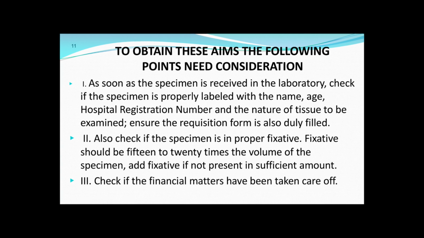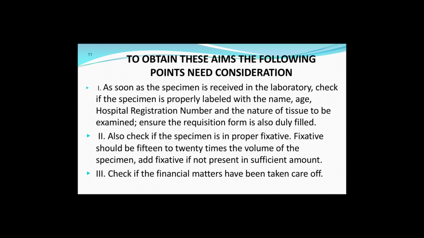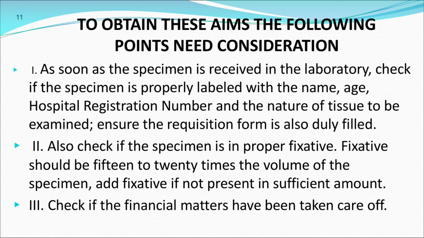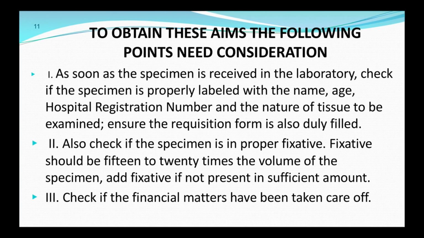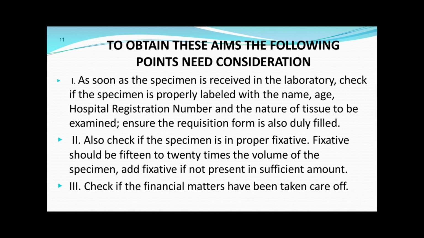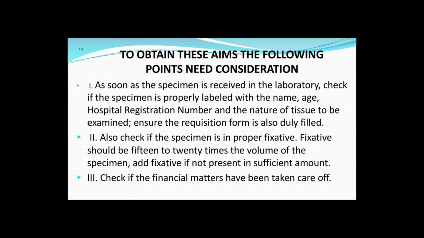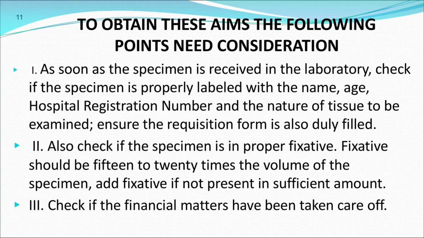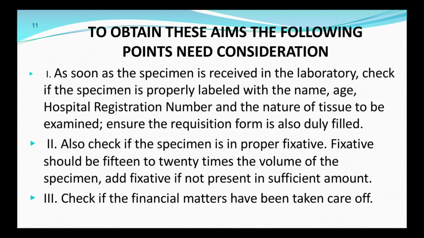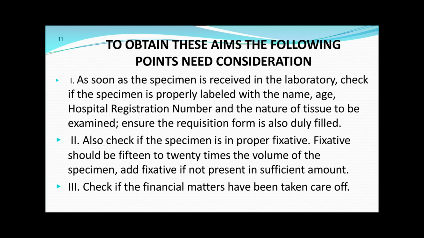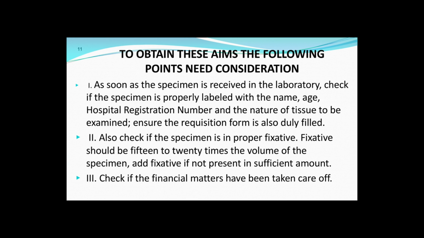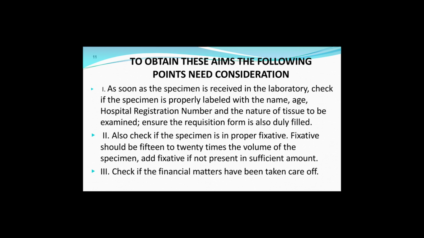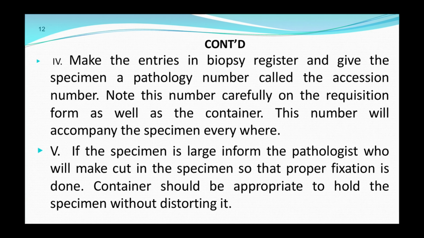As soon as the specimen is received in the laboratory, you check if the specimen is properly labeled with the name, age, hospital registration number, and the nature of tissue to be examined. Also, you ensure the requisition form is duly filled. Also, you check if the specimen is in proper fixative. Fixative should be 15 to 20 times the volume of the specimen. Add fixative if not present in sufficient amount. Also, you check if the financial matters have been taken care of.